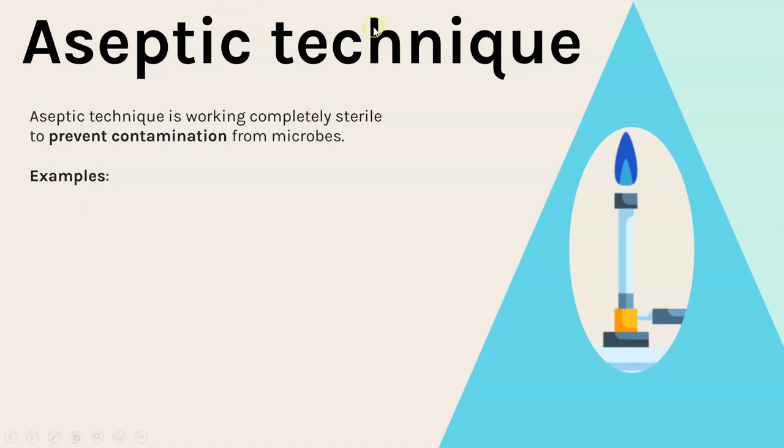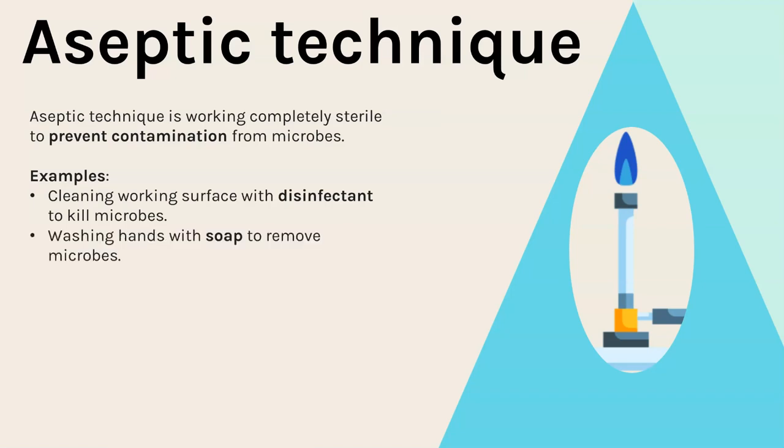Now, whenever we grow microbes, we have to make sure we are working aseptically and we follow what's called aseptic technique. This is when we work in a way that's completely sterile and clean to make sure that we don't get any contamination on the petri dish. So some examples are making sure that you clean down your working surface with disinfectant before you begin, but also at the end to make sure you don't then transfer that bacteria to other surfaces within the school. We wash our hands with soap before and after.